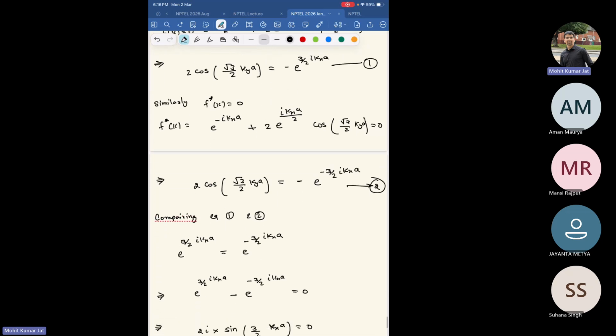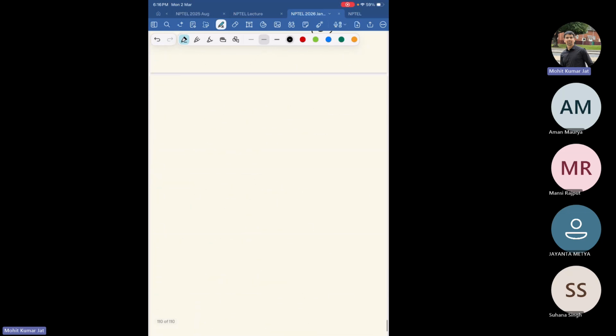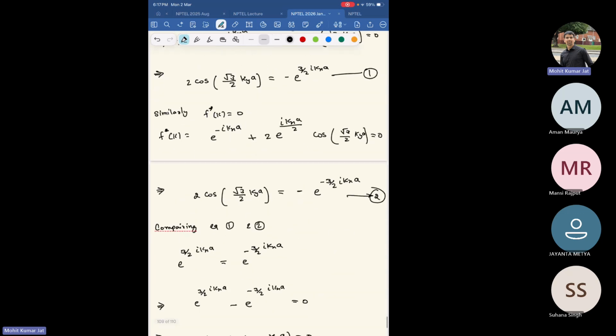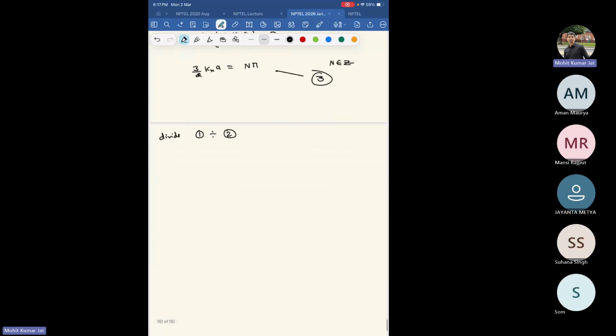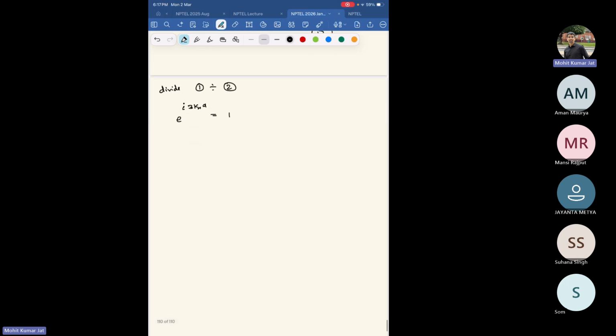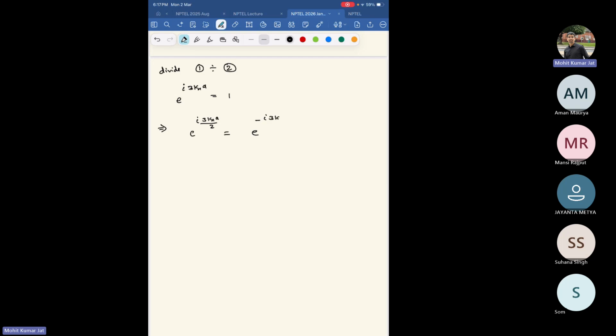Now the second one which we have is, we can divide 1 and 2. So divide equation 1 by equation 2. If you do so, what we get is e to the power iota 3 kxa is equal to 1, and we can divide again. You can write it like e to the power 3 kxa by 2 is equal to e to the power minus iota 3 kxa by 2.